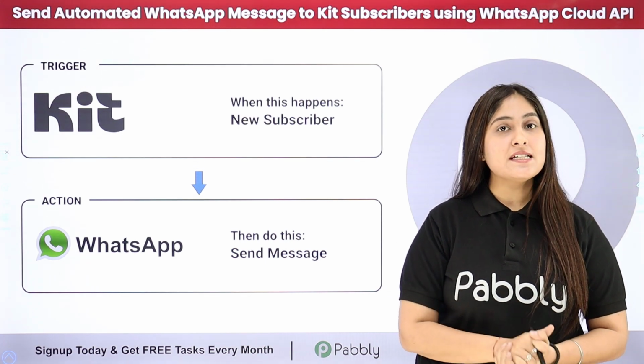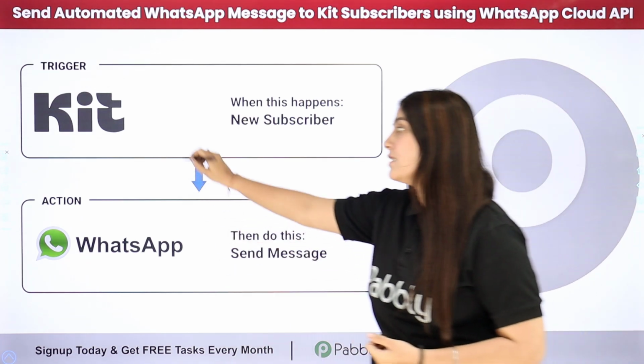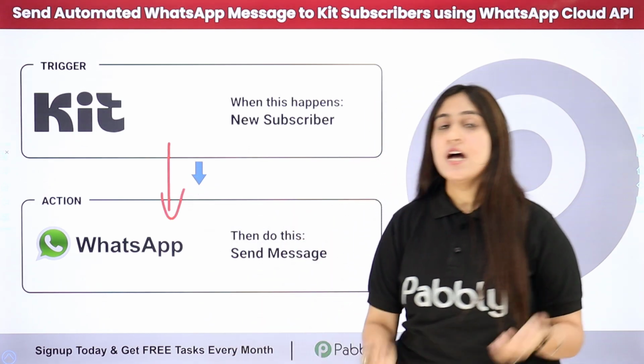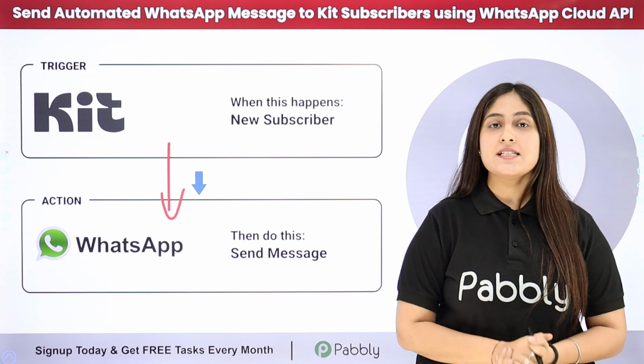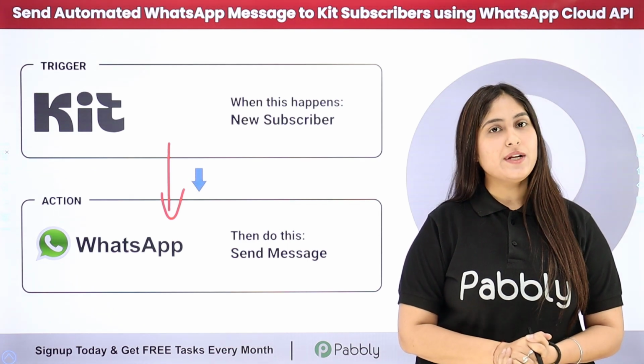To automate this entire process, I need to connect my Kit account with my WhatsApp Cloud API account using an automation software named Pabbly Connect. To learn this process step by step, let me take you to my screen.